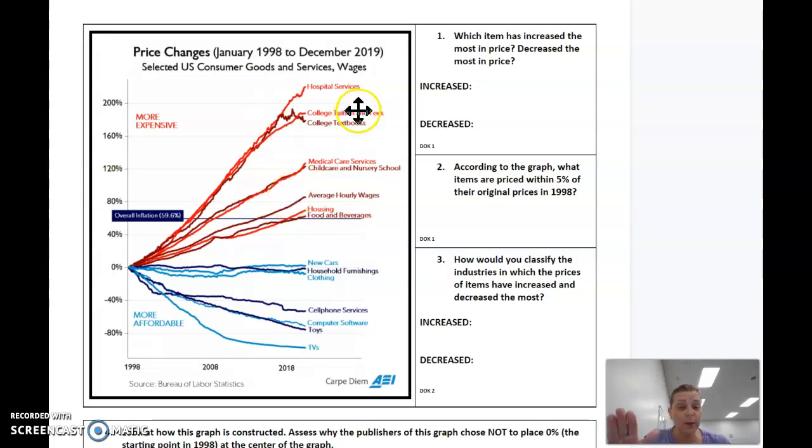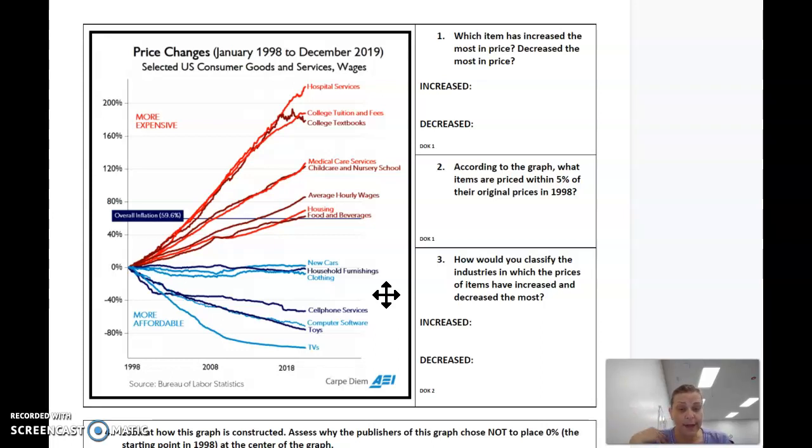If you notice, everything in red, the cost has gone up percentage-wise. It's more expensive. And the items in blue have gone down. They are now less expensive. So for example, one of them is computer software. And I like to use that one as an example because I remember when we bought our first computer back in the 90s, me and my husband bought our first computer. It was quite expensive. We had to really think about it. It was a major purchase.